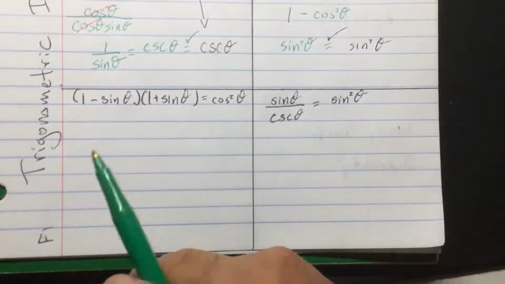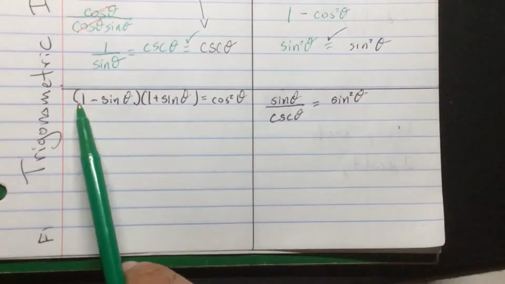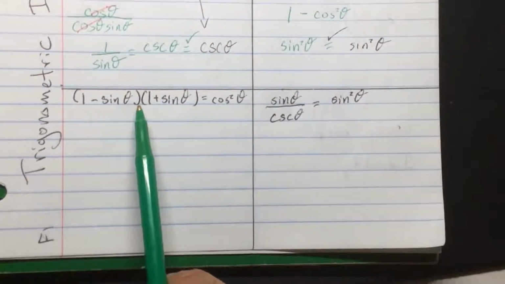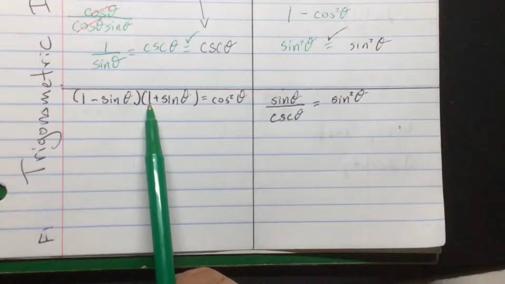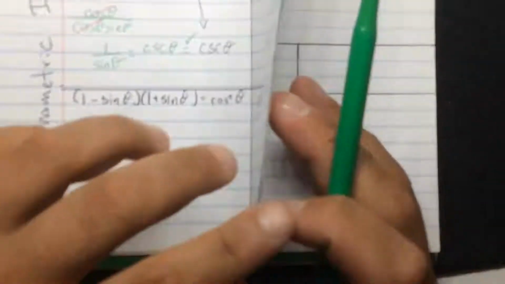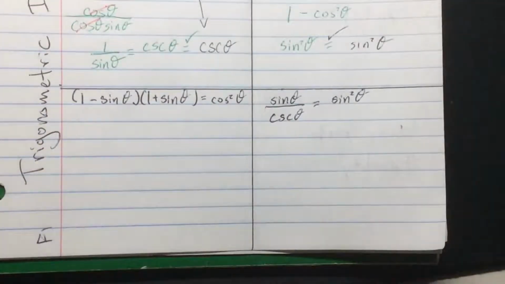All right, for this first one here, we have the quantity (1 minus sine theta) times (1 plus sine theta) equal to cosine squared theta. And once again, we have to verify each identity. All right, so for this one, pretty straightforward.